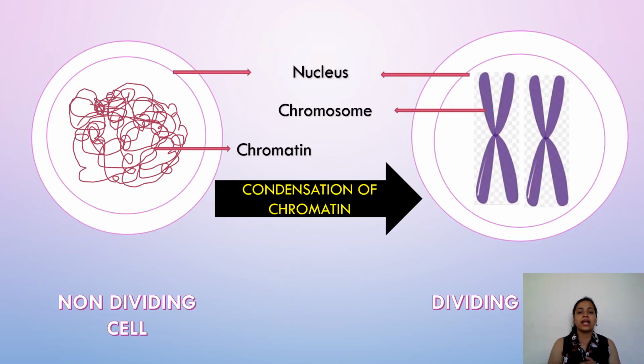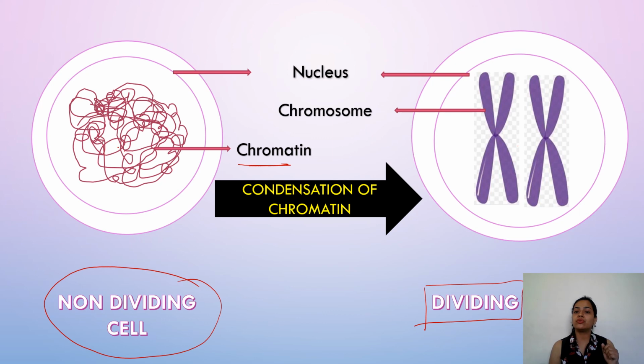The last thing we need to understand is that the constituents of both the chromatin and the chromosome are the same: DNA and histones. But what is the difference? In a non-dividing cell, we can find the chromatin, and whenever the cell is dividing, during the M phase, there will be condensation of the chromatin, and from a highly condensed state the DNA will enter into the extremely condensed state. As a result, the chromosomes are formed.